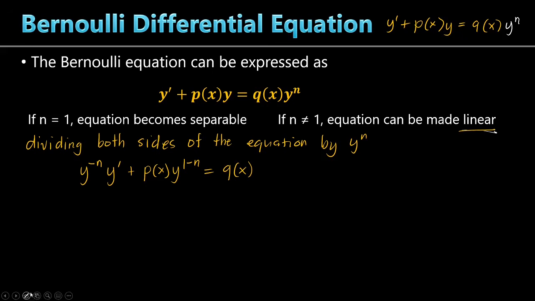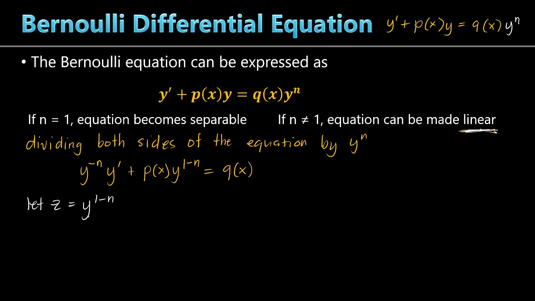So, if we let z be equal to the new variable that can replace y raised to 1 minus n. Sir, bakit natin papalitan yung y raised to 1 minus n? Kasi po, para maging mukha siyang linear, dapat yung p of x imumultiply natin sa dependent variable. But here, the original dependent variable is nonlinear. And our goal is to make it linear by introducing a new variable kung saan magiging linear siya. That is why we will introduce a new variable z kung saan magiging linear ang differential equation na ito.